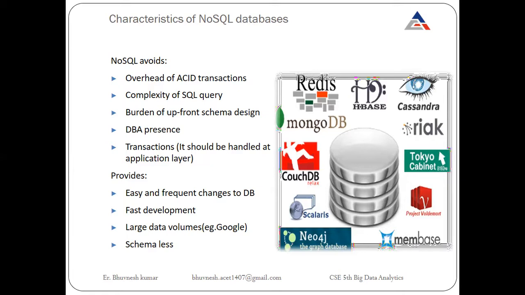Further, these are the different components of NoSQL. Redis, HBase are the databases that are used in the NoSQL concept, or that provide the concept of NoSQL. Redis is there, HBase is there, Cassandra is there, Riak is there, Tokyo Cabinet is there. These all use the concept of NoSQL.